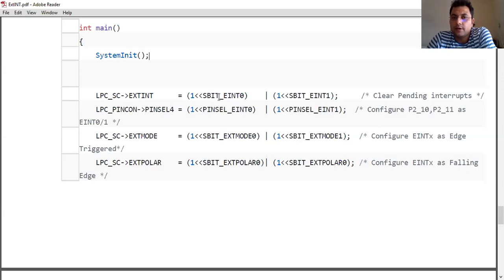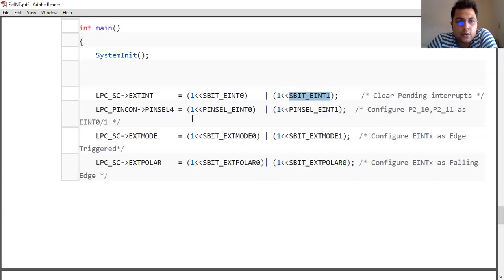So 1 we will write over the interrupt. So interrupt 0 value is 0 and this is 1. So over the position 0 and 1 we have written 1 1, that amounts to clearing the pending interrupts. Then we want to configure our pins as interrupt pins P2.10, P2.11, 12, 13.